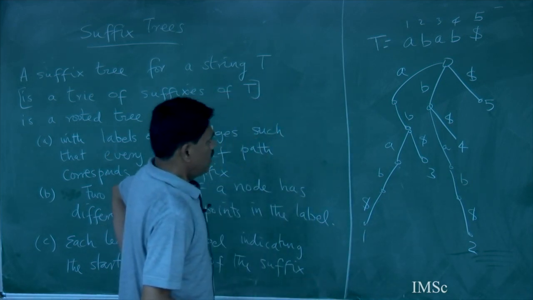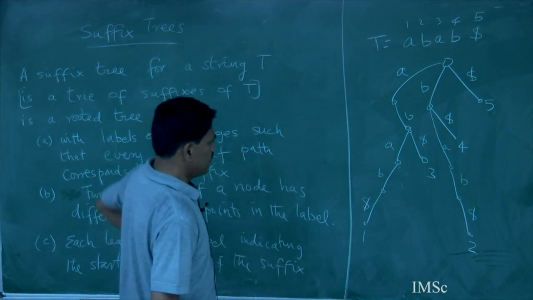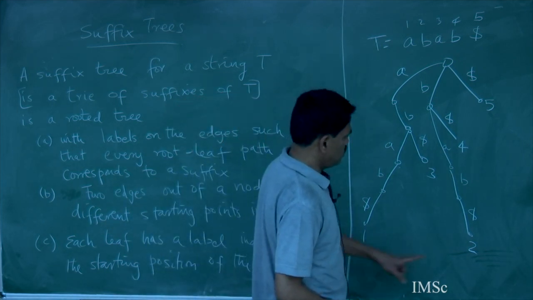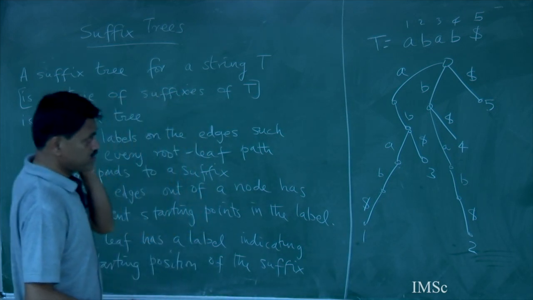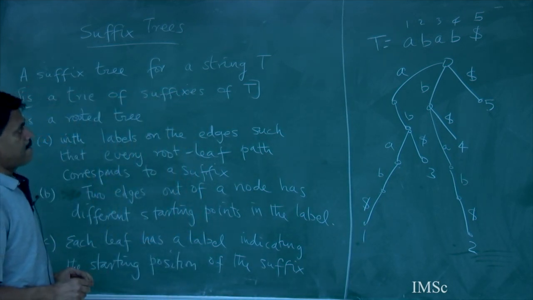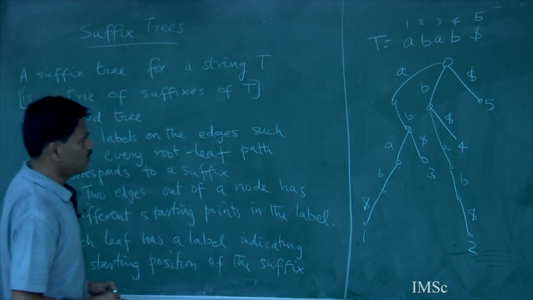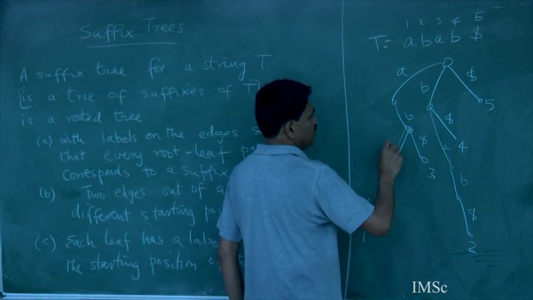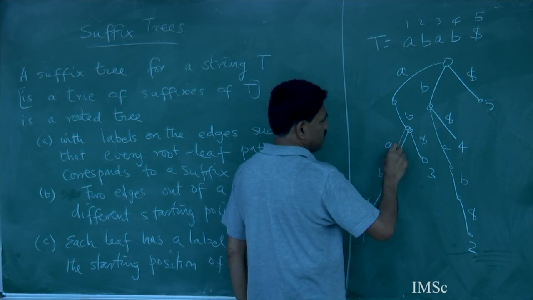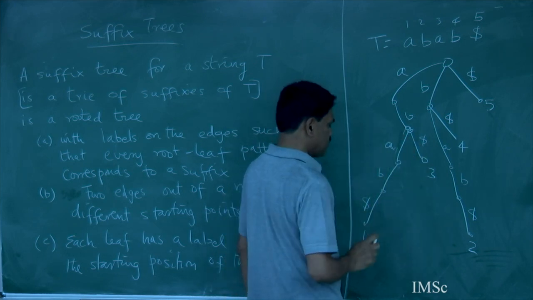Okay, so it has a leaf corresponding to every position 1, 2, 3, 4, 5, and any root to leaf path corresponds to a suffix. And if you look at any node and look at the edges out of that node, they all have different labels.